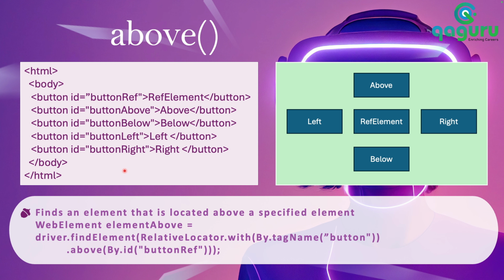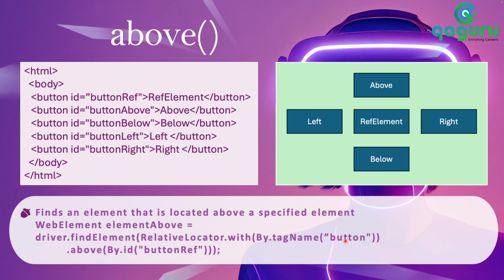All right. Now, let's see how we can identify this particular element based on a relative locator above and correspond to the spatial position of this element with respect to ref element. So let's see how we can write the code. Okay, so take a look at here. WebDriver dot find element, and then you specify relative locator dot with, and then you specify by tag name, then button. So what does it mean?